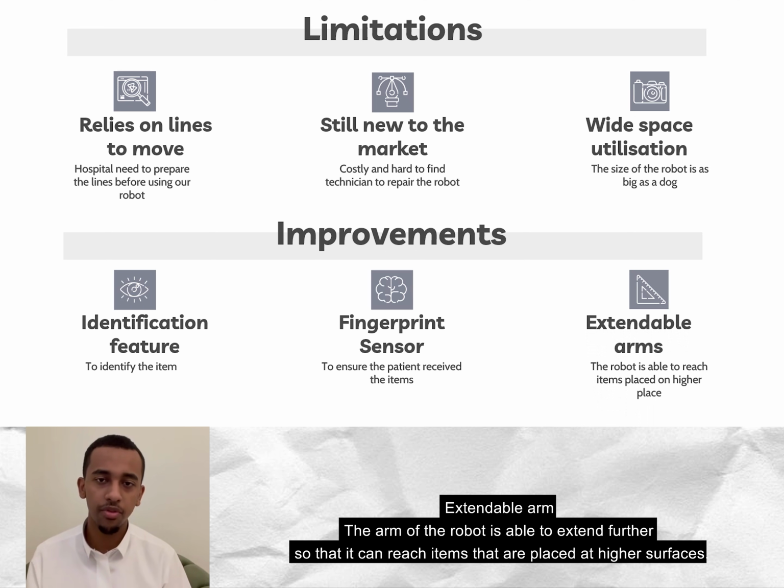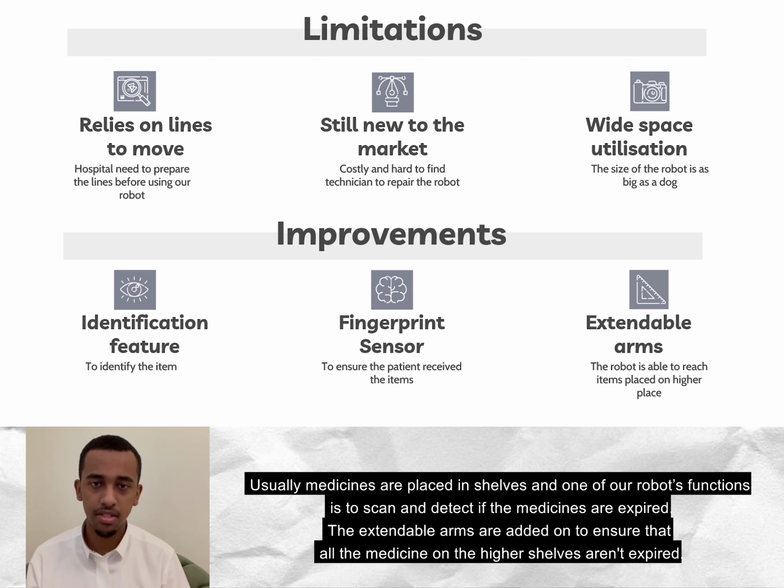Extendable arm. The arm of the robot is able to extend further. It can reach items that are placed at higher surfaces. Usually medicines are placed in shelves. The robot's function is to scan and detect the medications that are expired. The extendable arm is added on to ensure that all medicine on the higher shelves aren't expired.